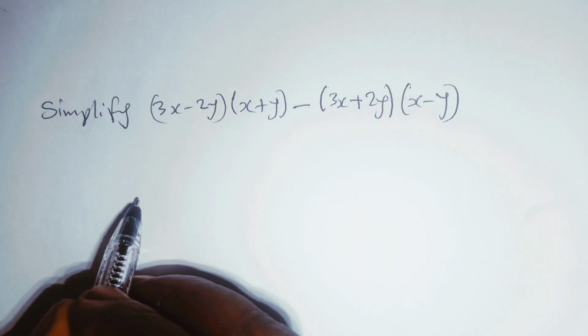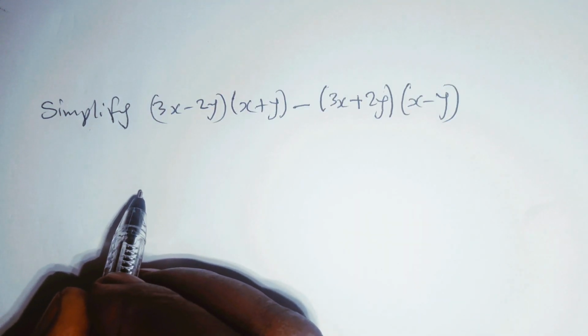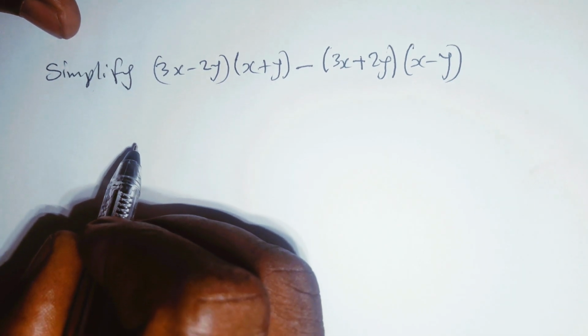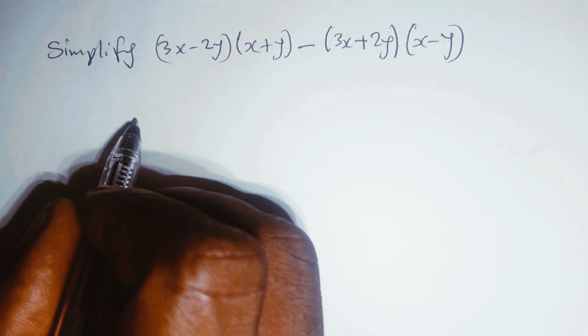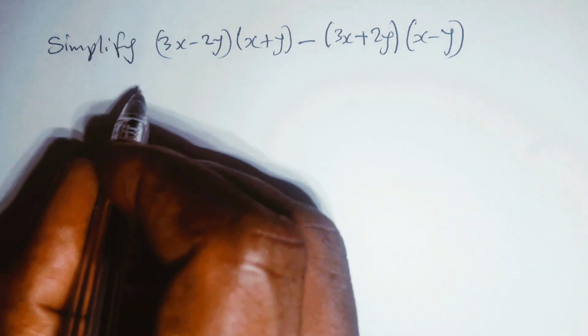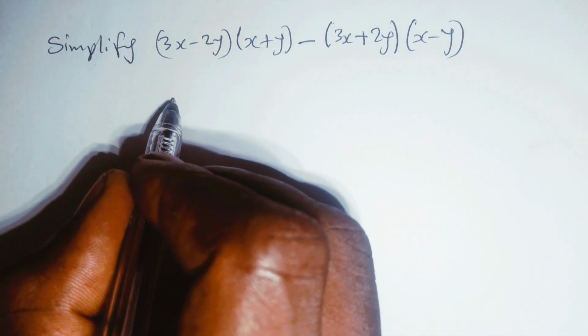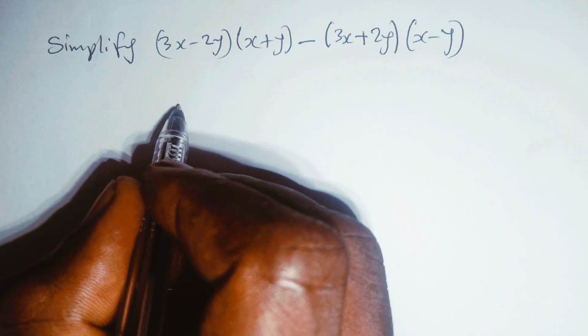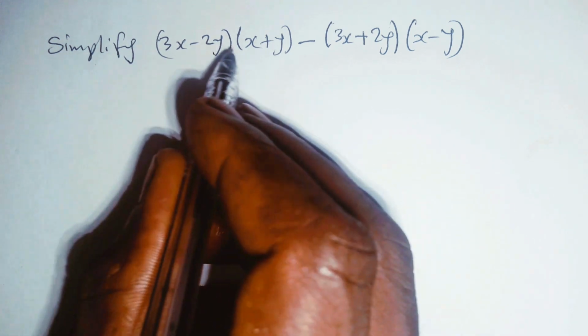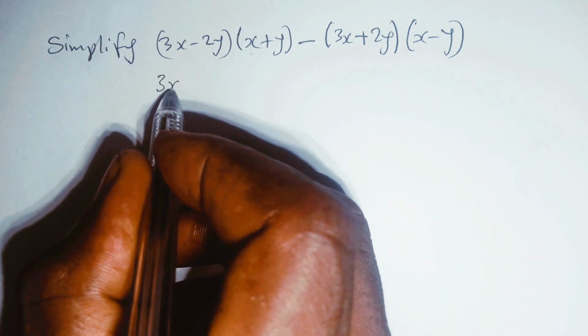We have a GCE question here. We have to simplify this question that is given to us. So to simplify this one, we will open the bracket for each of them. I don't want to factor, so here will be 3 times this will give us 3x squared.